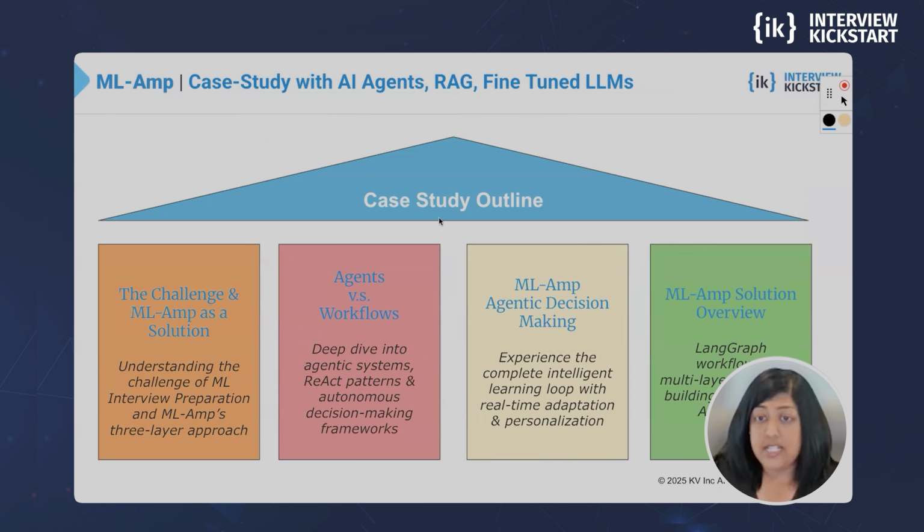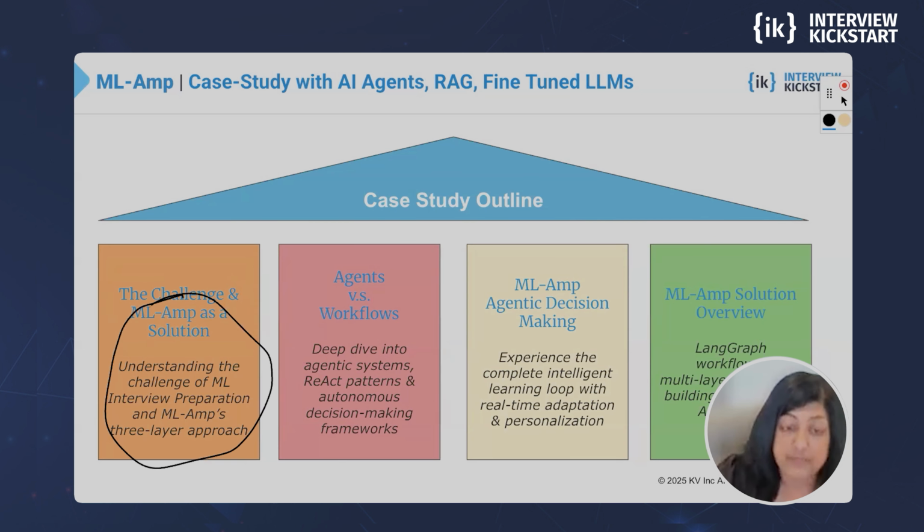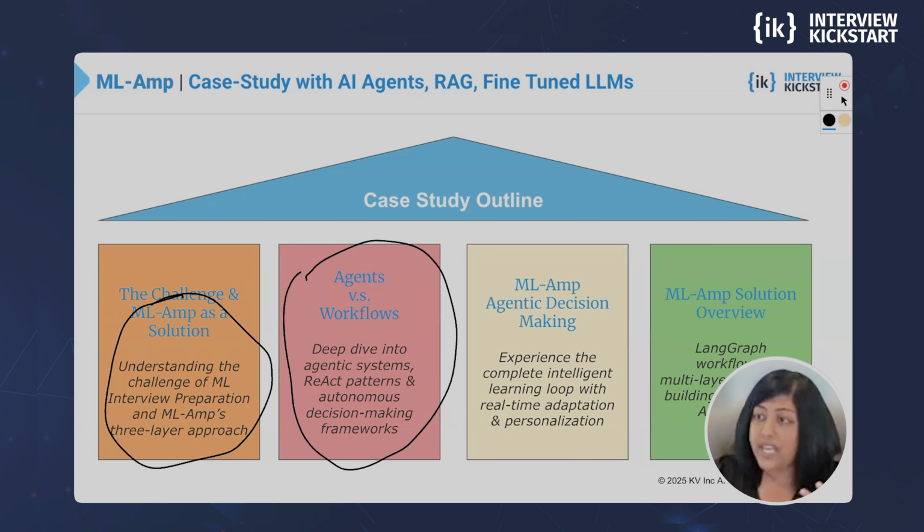All right, so this is my case study outline. I'm giving you this as a mental model to structure the next few slides into what I'll be talking about. I've already covered ML AMP as a solution to static interview prep. I'll be going a little bit into that challenge in the next slide. I'll be talking about what it means by agents. What does it mean by workflows?